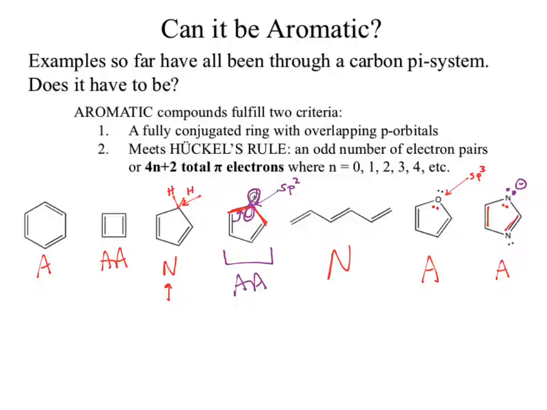I can count 1 lone pair on an atom that is sp3 hybridized. I can't count them on an sp2 atom. I can only count it on the sp3. Make sense? Okay?